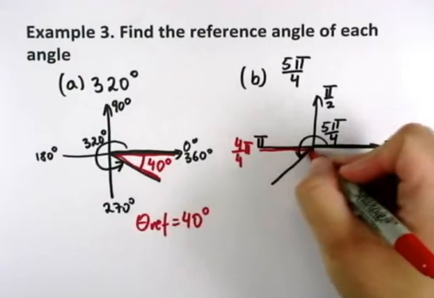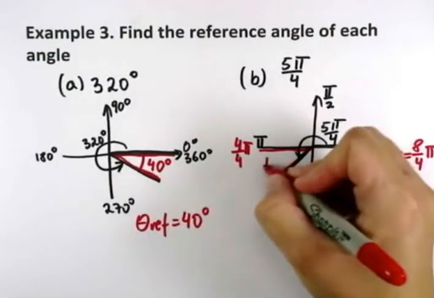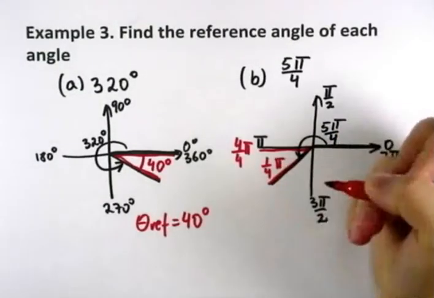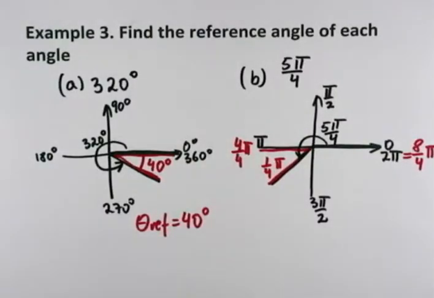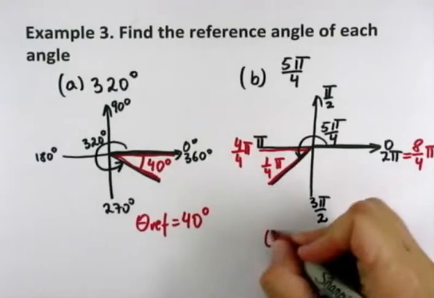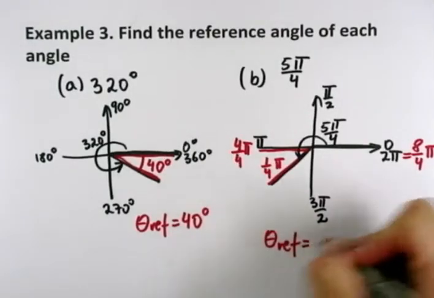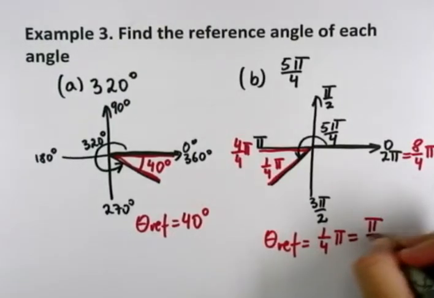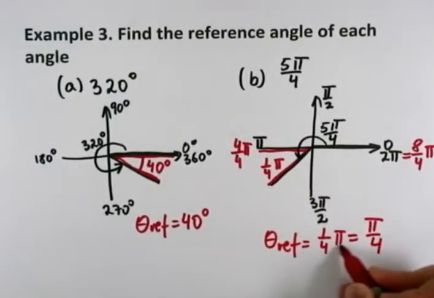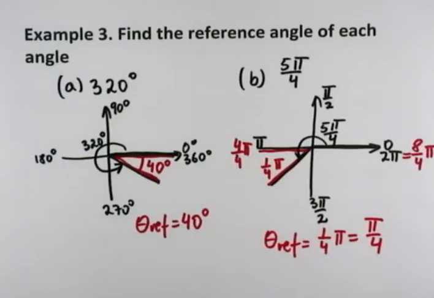So this angle is 1/4 pi, or in other words, pi over 4. So the reference angle, theta reference, is 1/4 pi, or this is the same as pi over 4. You can think this is like over 1 and multiply this. Pi over 4 is my reference angle.